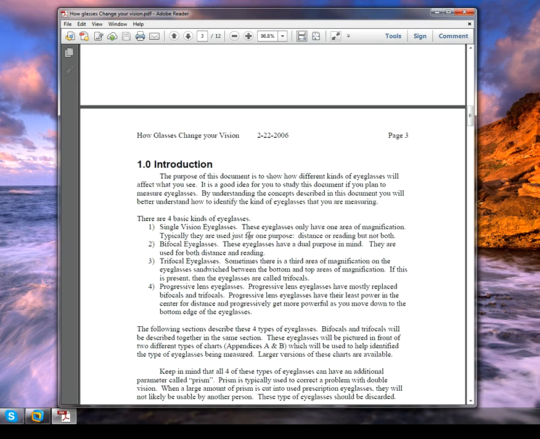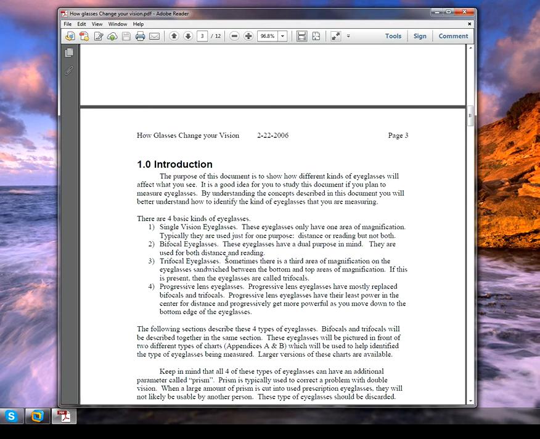Single vision glasses have a single prescription throughout the glass. Bifocal glasses have a dual purpose. They're both for distance and for reading, with a segment at the very bottom for reading. Trifocal glasses have 3 levels of magnification, one at a distance, one intermediate, and the bottom level for reading.